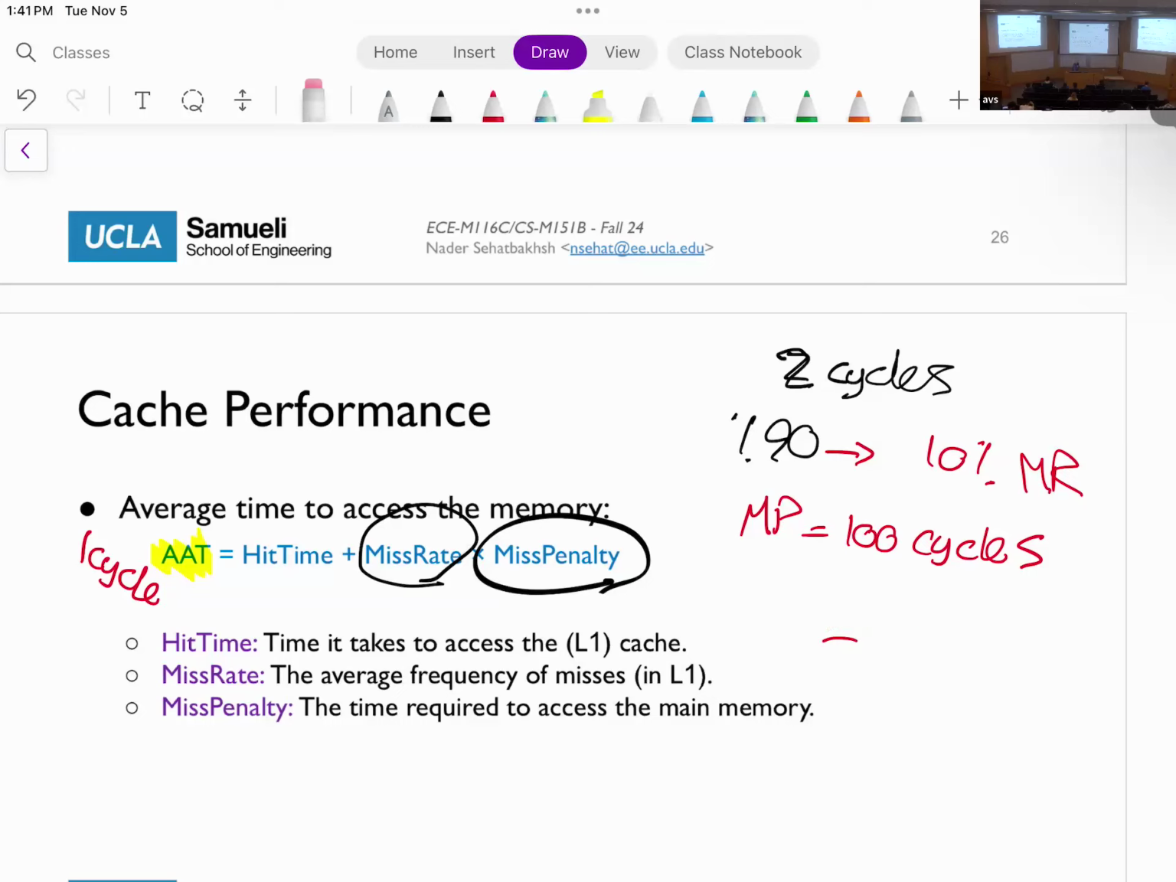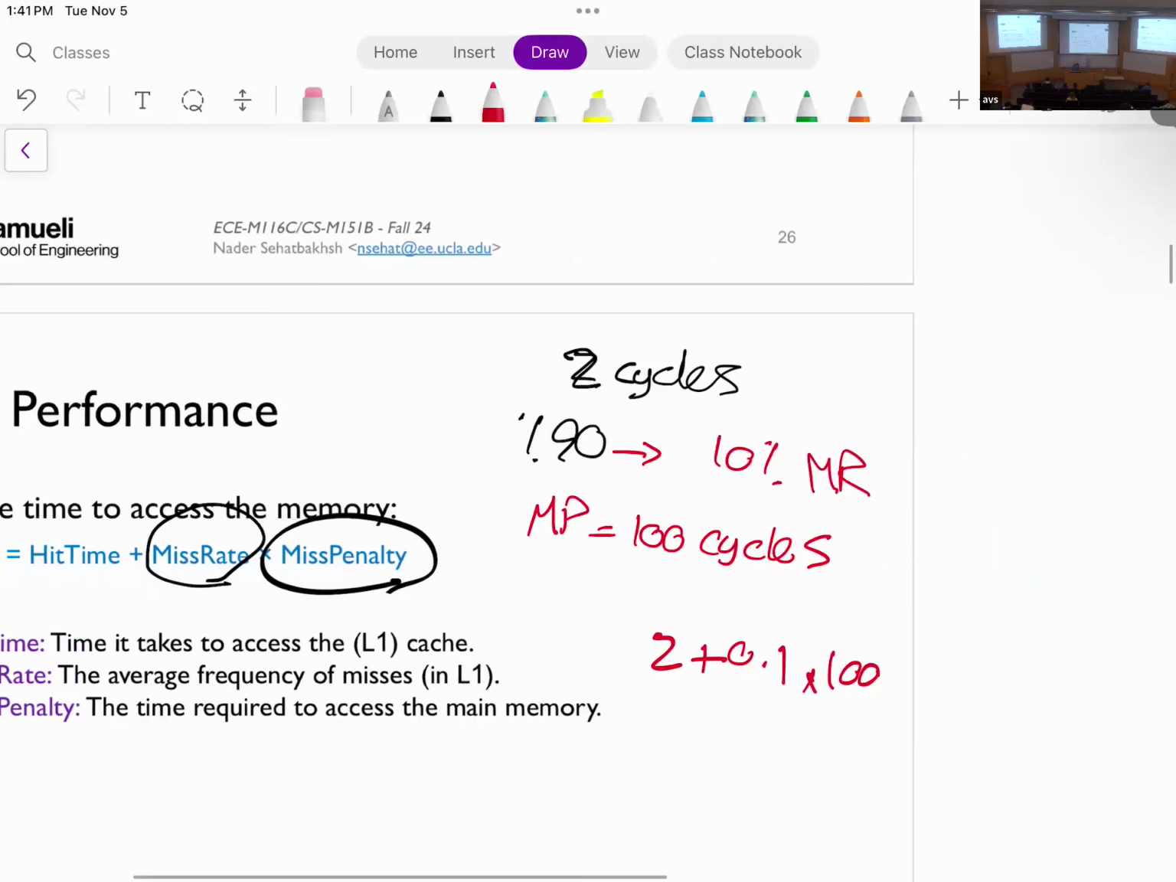So the way we're going to calculate this is based on this formula, right? My hit time is 2, plus my miss rate is 10%, 0.1, times my miss penalty of 100 cycles, okay? So that gives me what? 12, right? So my average access time in this system will be 12, which means that on average, what I see from this system is 12 cycles.